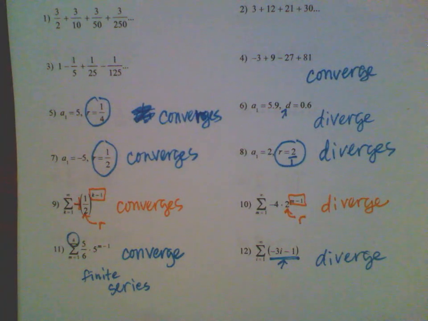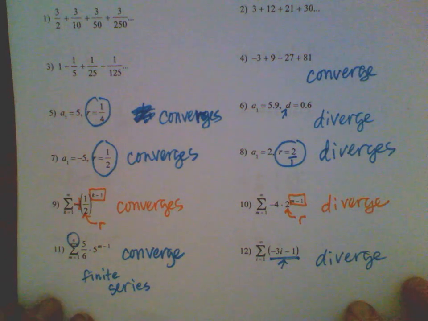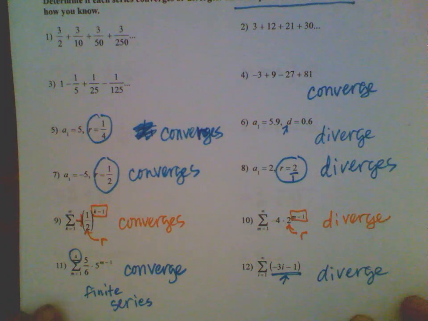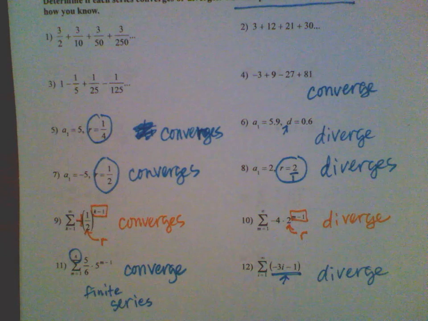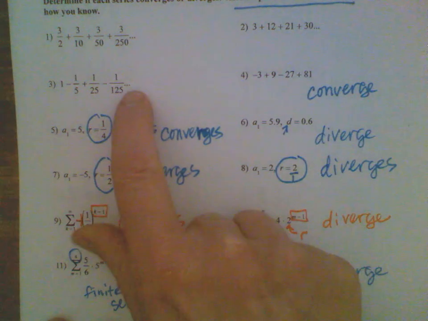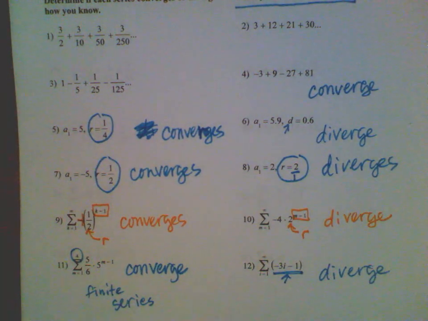All right, so now we're down to 3 more problems that we have to do, and on those 3 problems, we just have to think about what's going on in the problem. Remember, if it is finite, it automatically converges. Well, the last 3 problems we have left are all infinite, and I know that because they all have dot, dot, dot on the end. Okay, so then I'll look at the sequences that are left.